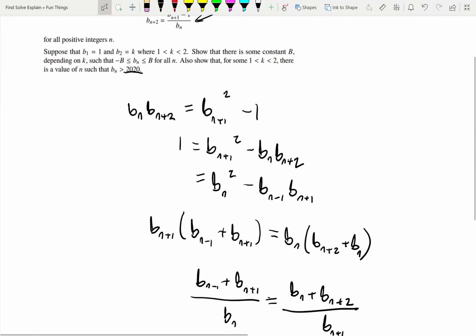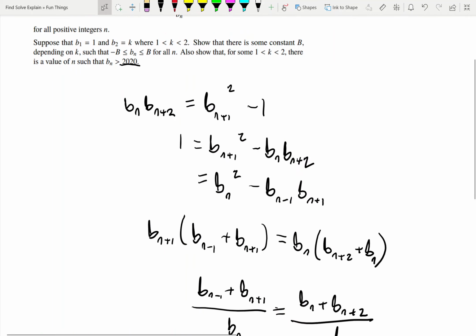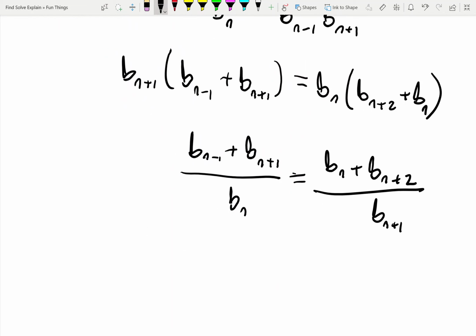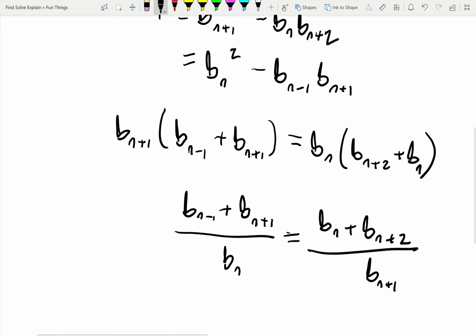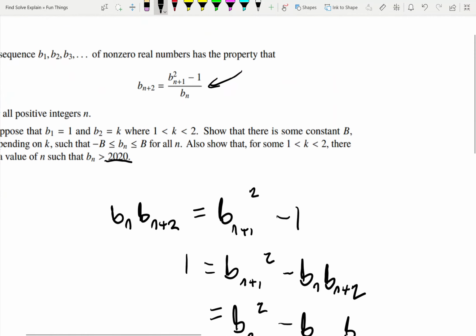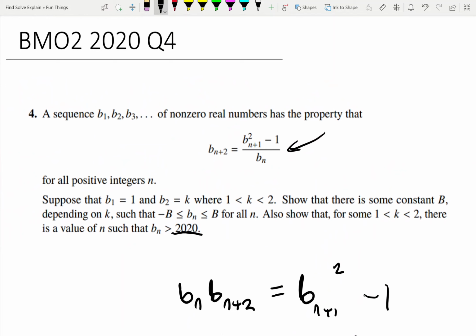Now, if we take the initial conditions, that being b1 equals 1 and b2 equals k, we first of all just have to work out b3, which is fairly simple, as it's just k squared minus 1 over 1, which is equal to k squared minus 1.